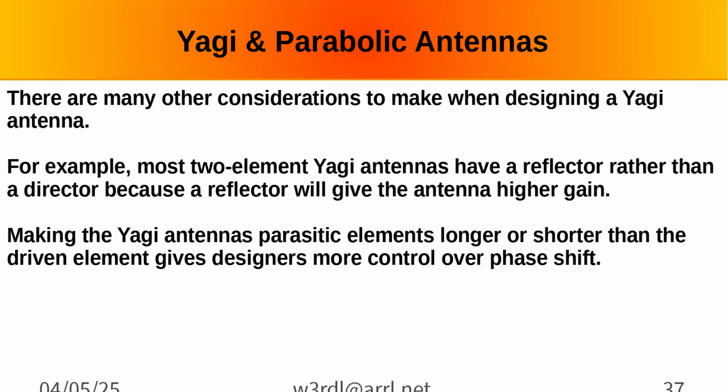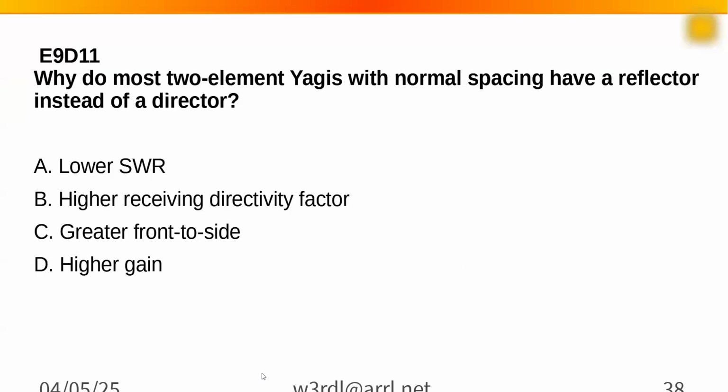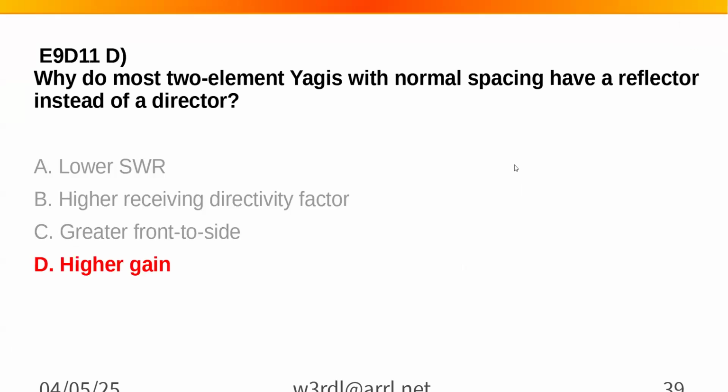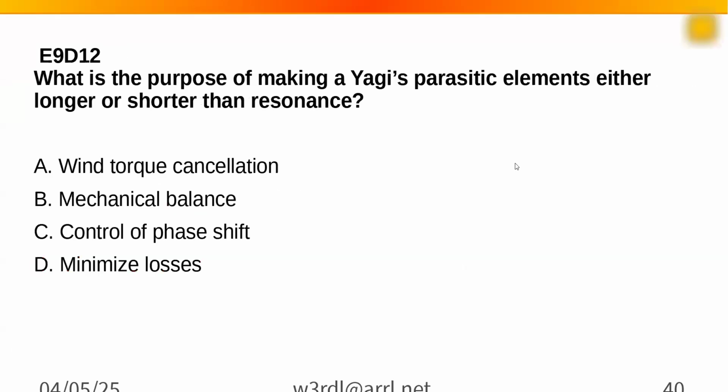And then you have all the directors, which are doing similar things. They're getting radiated and then re-radiating out at different phase shifts. So they're all computed. So all these things add up at some point in the far field. Why do most two-element Yagis with normal spacing have a reflector instead of a director? What's the purpose of making a Yagi's parasitic elements either longer or shorter than resonance?